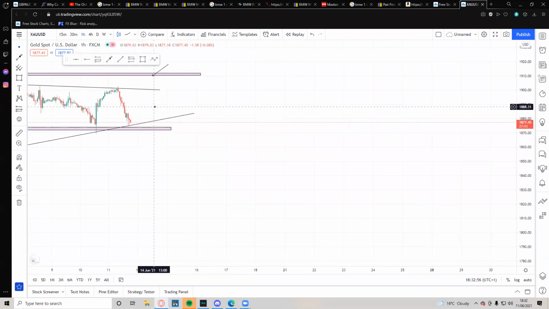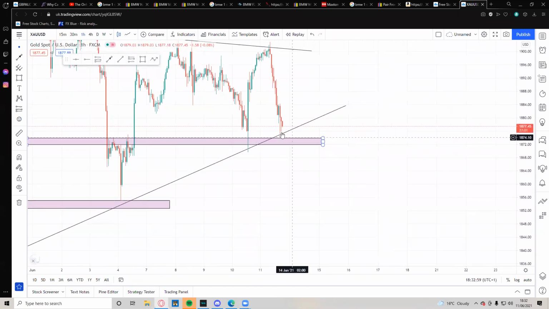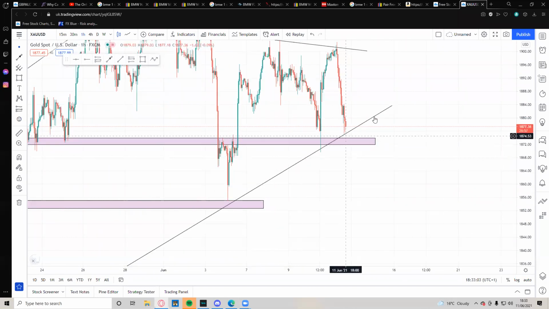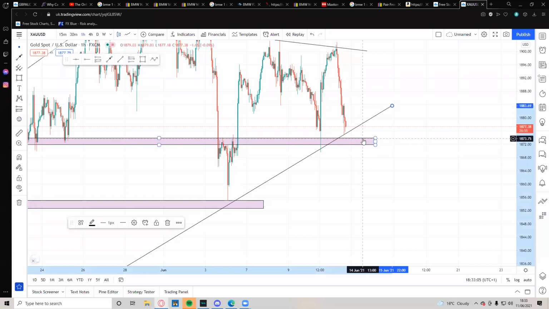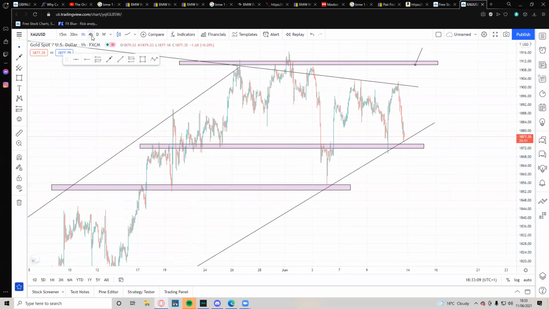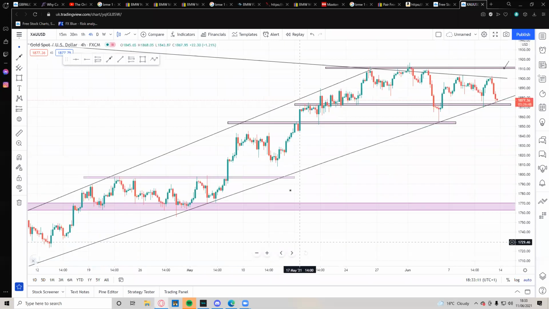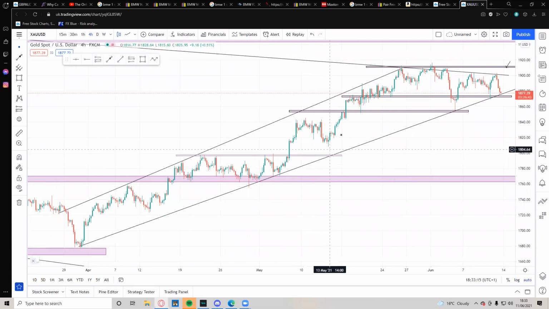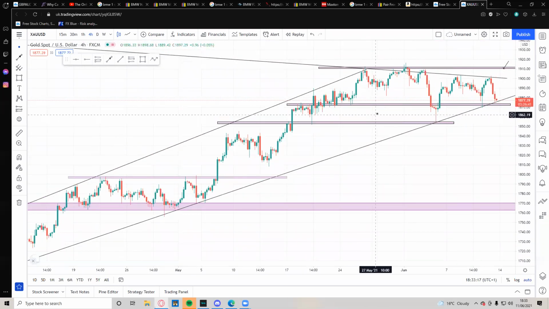So yeah, at this present moment, you would be looking for buys, right? Because everything is in your favor for buys. You're at a supporting trend line, you're at a supporting horizontal zone, and you are in a bullish trend on a 4-hour. Okay, so again, the higher the time frame, the stronger. So this is very, very bullish. So ultimately, you should be looking for buys.